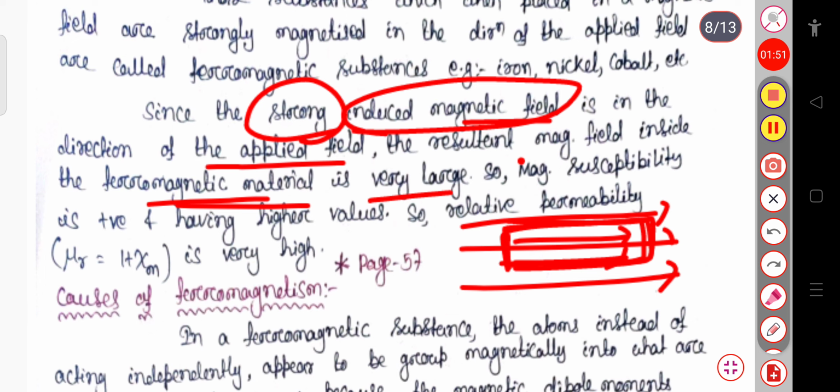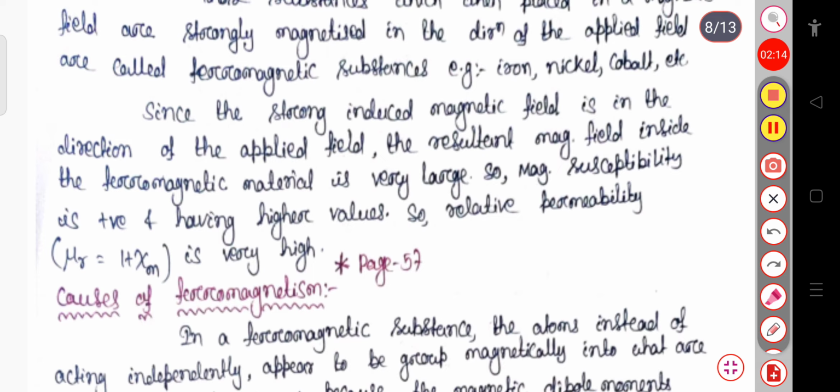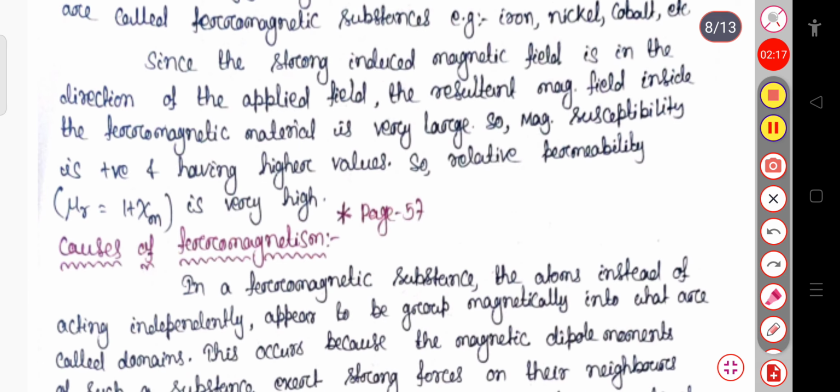It means that if you remove the external magnetic field, even after that the ferromagnetic matter has some retention power: some of the magnetic property will be retained in that ferromagnetic matter. So we can make a permanent magnet from this ferromagnetic material. The magnetic susceptibility is positive and has a very high value. So the relative permeability, mu r equal to 1 plus chi m, is very high.